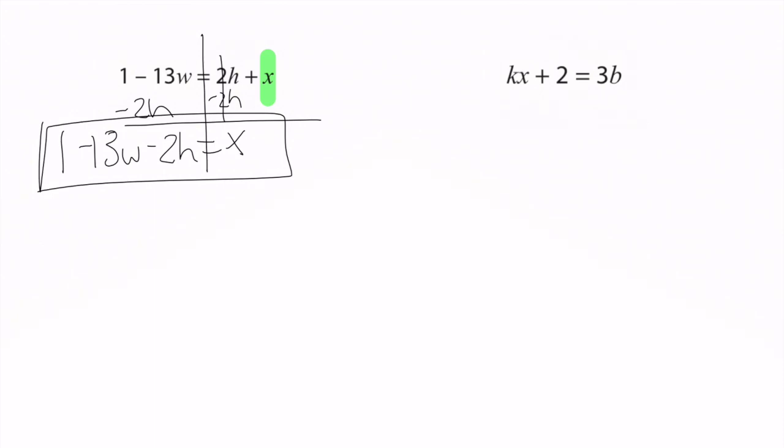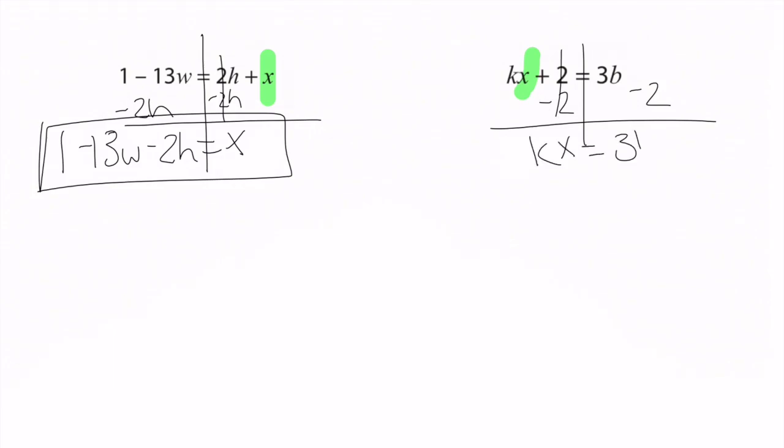All right, again, firstly identifying where our x is. We work our way from the outside in, so we're going to subtract this 2. We're left with kx equals 3b minus 2. Then the k and the x are right next to each other, meaning they're multiplying, so we need to do the opposite, which is to divide. So this is x equals 3b minus 2 over k.